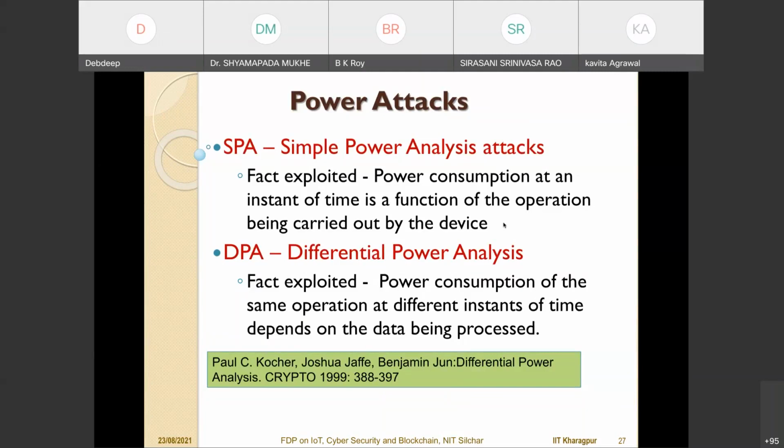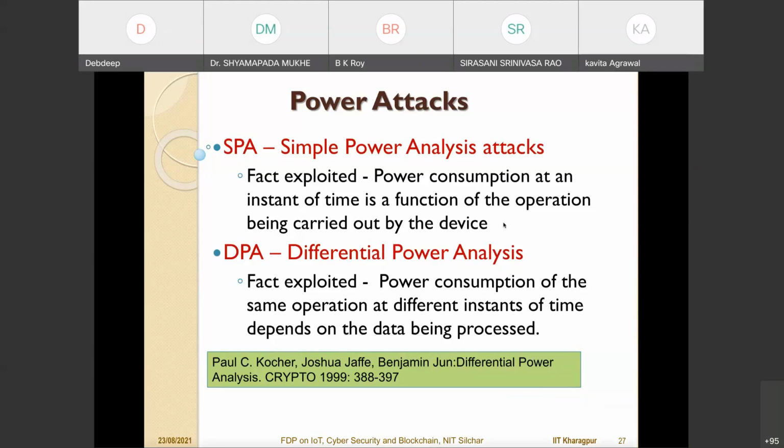Talking about power attacks, or these classical forms of side channel attacks, you will see that largely they are divided into two types: those called simple side channel attacks, and those called differential power attacks. The simple side channel attacks are much more convenient to perform. The fact responsible for leading to simple power attacks is that the power consumption at an instance of time is a function of the operation being carried out by the device.